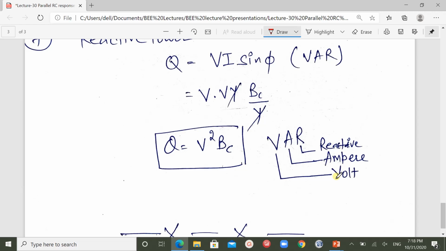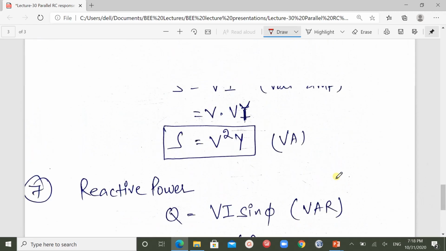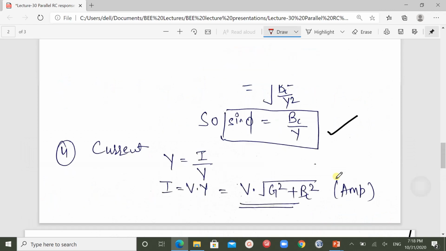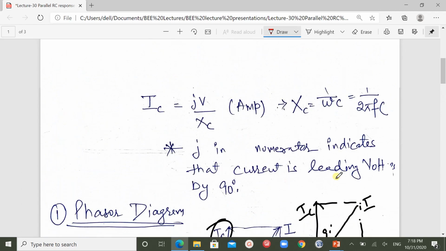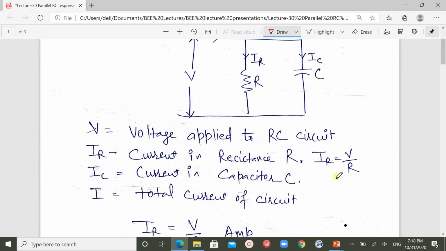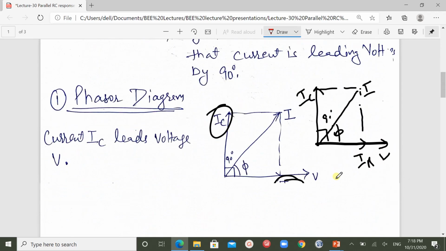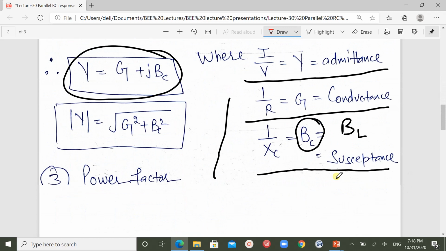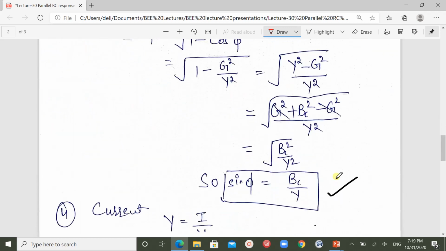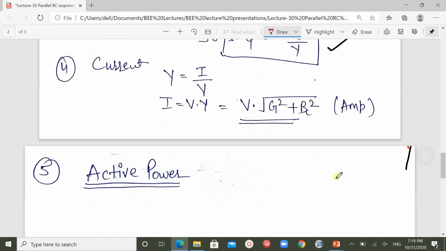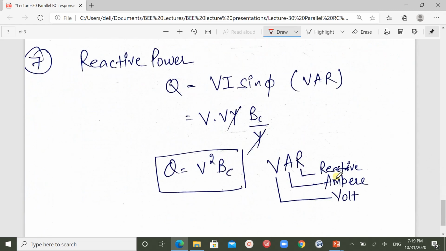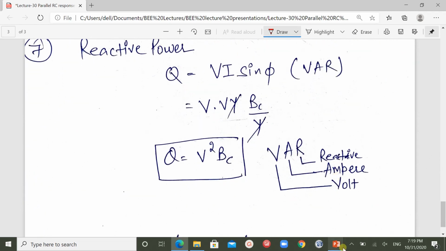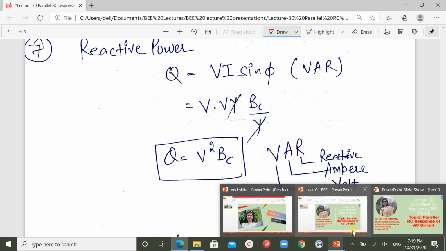So this is about the parallel RC response of AC circuit, in which we discussed the diagram, the phasor diagram, admittance, then power factor, then current, then active power, reactive power, and apparent power. With this, this topic is complete from my side.